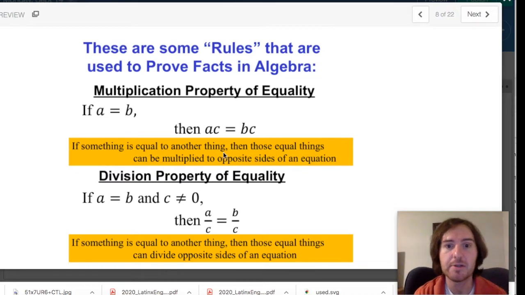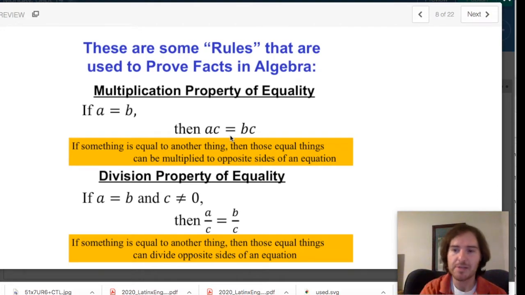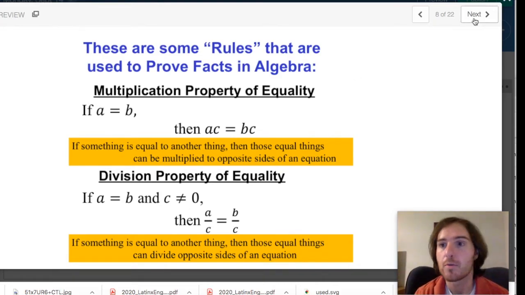So anyways, here's how I put this in your notes to make sure that you have it there and you remember what it is. So multiplication property of equality, I would still write the whole thing out, right? If A equals B, then AC equals BC. You probably know this. Probably old hat for you guys here. But I'd write, if something is equal to another thing, then those equal things can be multiplied to opposite sides of an equation. Same thing with the division property. If one thing is equal to another thing, then you can divide both sides by the same thing, and you're going to get an equal result.